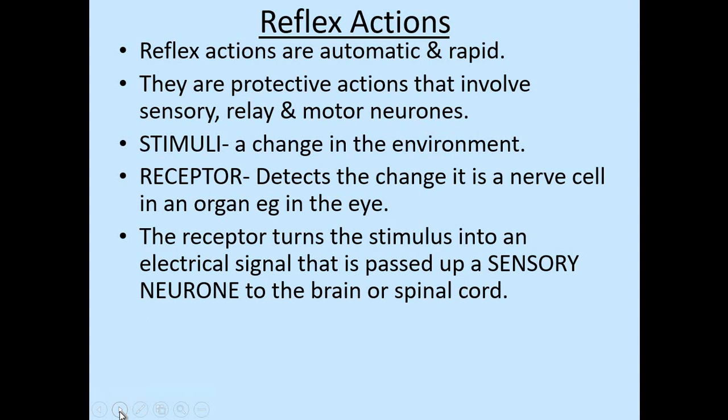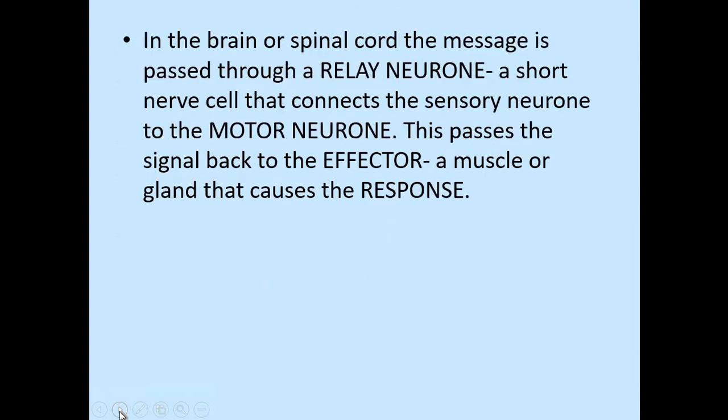Receptors detect the change in the nerve cell in an organ, for example, the eye. And we're going to look at various examples. We have various types of receptors in various different sense organs which perform a particular function. We're going to look at some examples in a minute. The receptor turns the stimulus into the electrical signal that is passed from the sensory neurons to the brain and spinal cord. In the brain and spinal cord, the message is passed through a relay neuron, a short nerve cell that connects the sensory neuron to the motor neuron. This passes the signal back to the effector, a muscle or gland that causes the response.